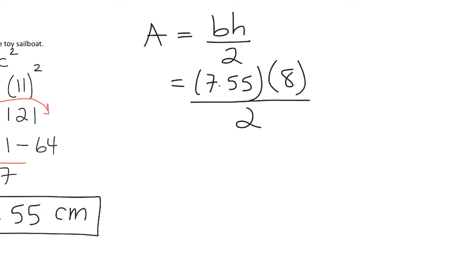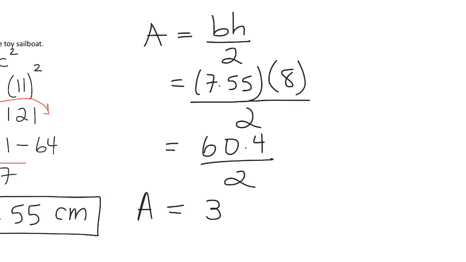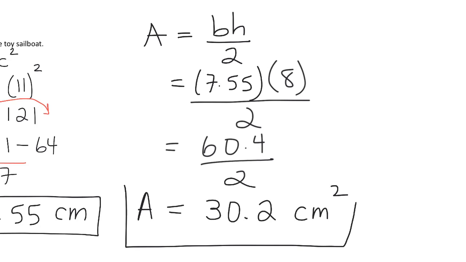So 7.55 multiplied by 8 is 60.4. And 60.4 divided by 2 is going to give you an area of 30.2. And remember that area typically uses square units, so it's going to have units of centimeters squared. And so the final answer for the area of the triangular sail would be 30.2 centimeters squared.